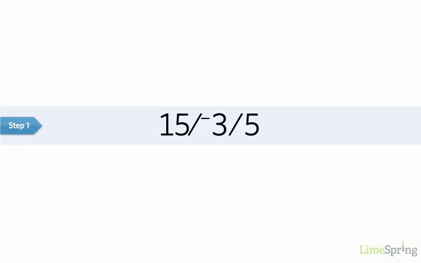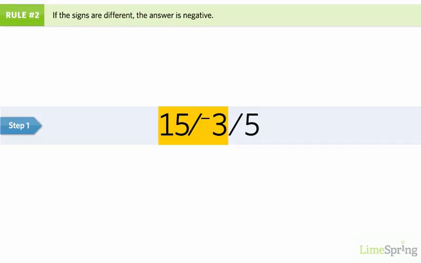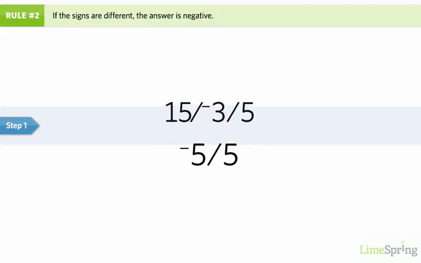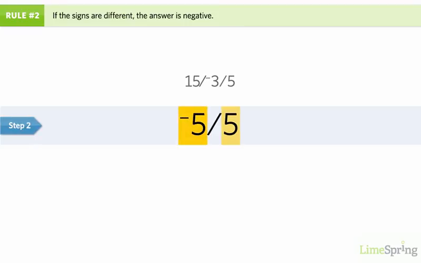Reading from left to right, the first problem we come to is 15 divided by negative 3. And because the signs are different, we get negative 5. Now we are left with negative 5 divided by 5. The signs of negative 5 and 5 are different, so our answer is negative 1. So once again, if we just read from left to right and follow our rules, we get the right answer.